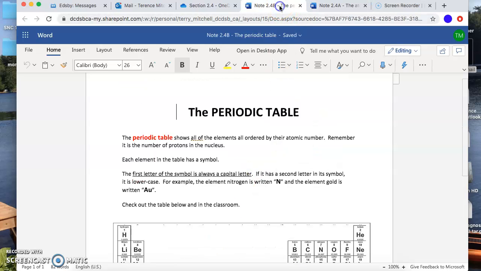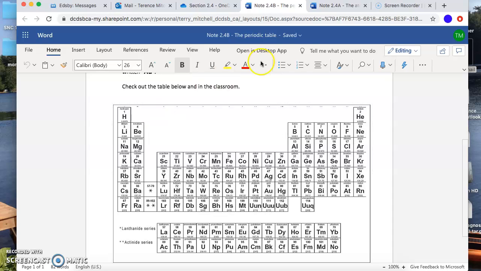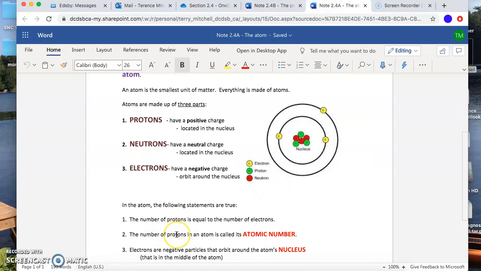So I'm going to flip over to another note here, the periodic table, and you can see right here the number 1, above lithium the number 3, above beryllium the number 4. That is the atomic number. And atomic is just a fancy word for the atom's number. So that is the atomic number, the atom's number. And what it's referring to is how many protons it has.